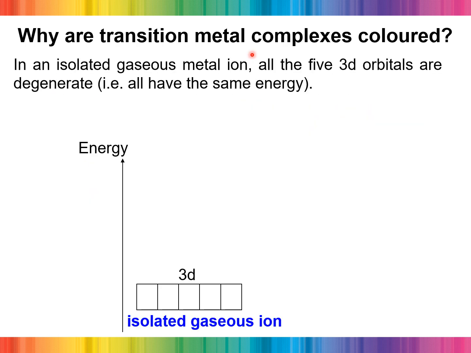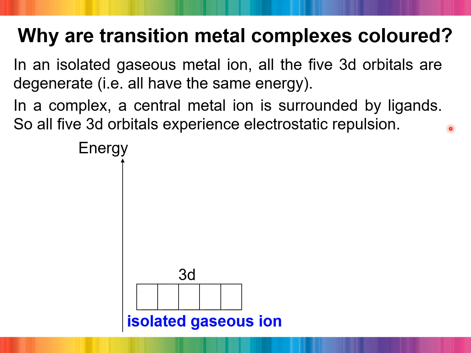Let's go into details on why transition metal complexes are colored. Sorry about my pointer. Let's look at an isolated gaseous metal ion with its 5 3d orbitals degenerate. At this juncture, you have a metal ion. We don't need to identify it, but we know that it has a 3d subshell that is all degenerate, at the same energy level.